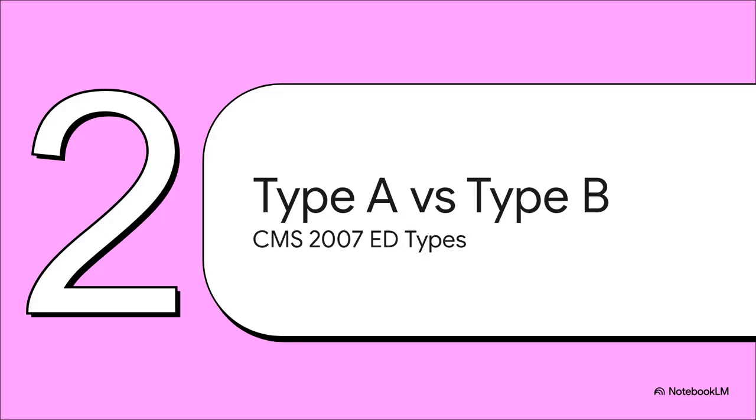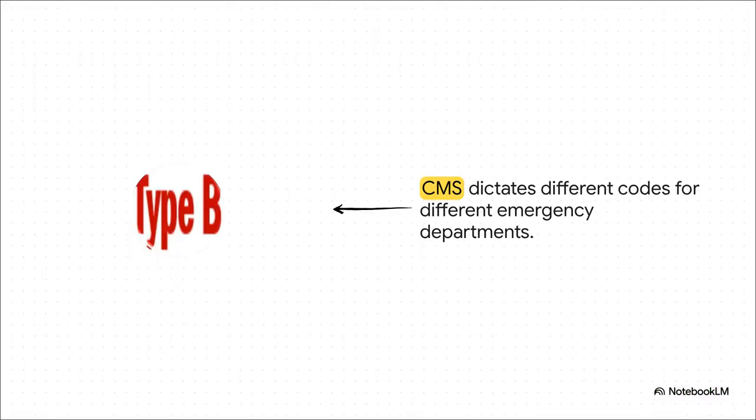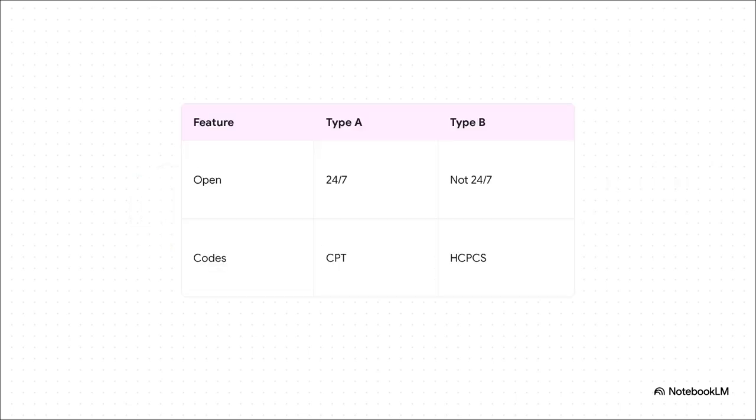Moving right along to Section 2, Type A versus Type B emergency departments. So this basic definition builds into our first major categorization rule stemming from a massive split CMS created back in 2007. They realized not all emergency rooms are created equal, so they divided them into two entirely distinct buckets. Knowing which bucket your specific hospital falls into will entirely dictate the code sets you're allowed to use. The difference really just comes down to hours and codes.